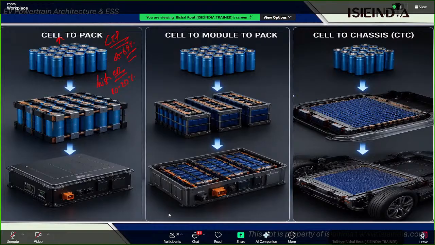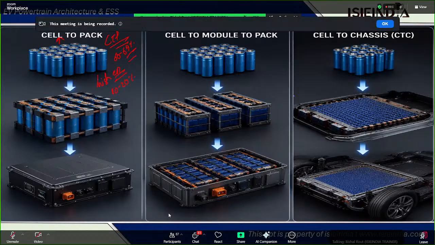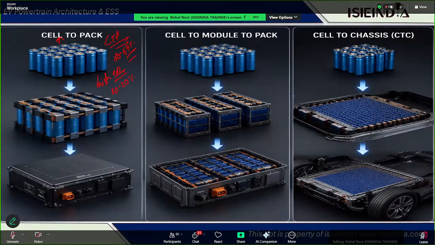So what are the difficulties and technical challenges the cell-to-pack approach has? That is thermal management difficulty, because cells are densely packed, so heat removal is very, very hard. We need liquid cooling plates, then a thermal interface material, and we can use CFD thermal optimization in order to understand it.